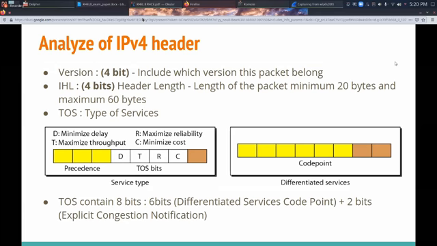No, it will not be less. 20 is the minimum size. So the minimum size of the header length is 20 bytes. It is not less than that.